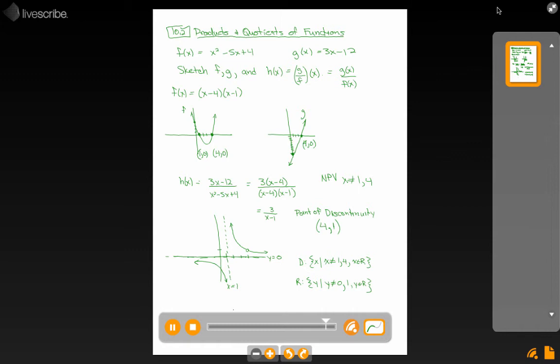On g, the function that goes in the numerator, those zeros will either be zeros on the quotient function, or in the case of a function like this, where that is common with the denominator, you end up with that point of discontinuity. So this particular h of x function has no zeros, it has no x-intercepts because it does have a horizontal asymptote.